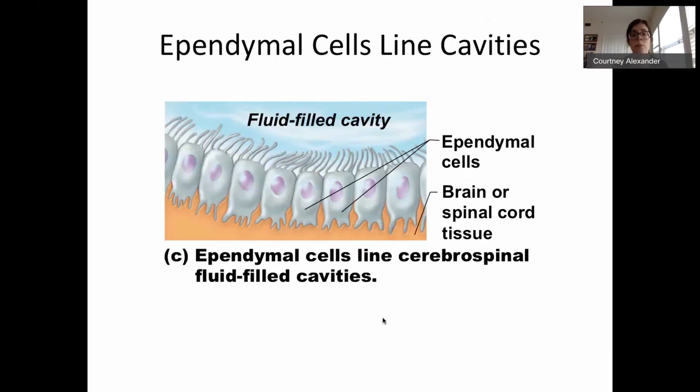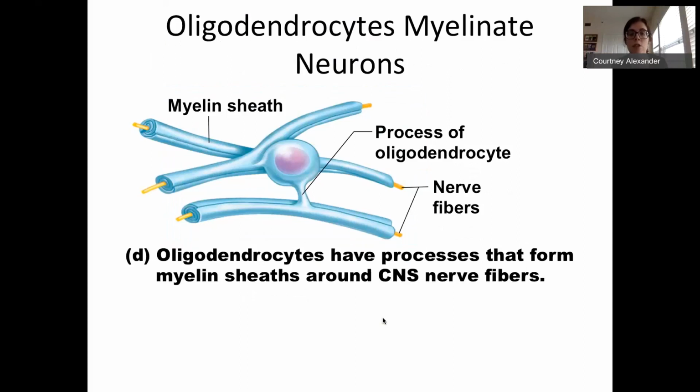We also have ependymal cells, which line our cavities. So your brain has these fluid-filled cavities called ventricles, and they have these ependymal cells that have these little hairs, and the hairs move and they propel that cerebrospinal fluid, the fluid in the cavities. Last, in our central nervous system, we have oligodendrocytes, and these help form the myelin in our central nervous system.